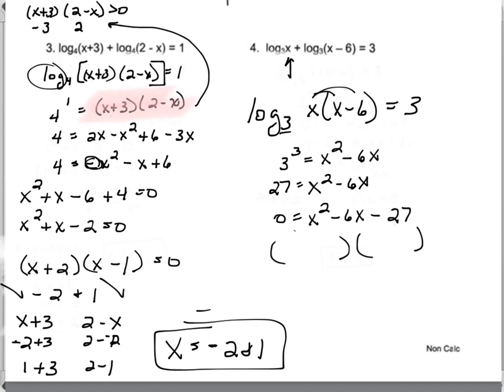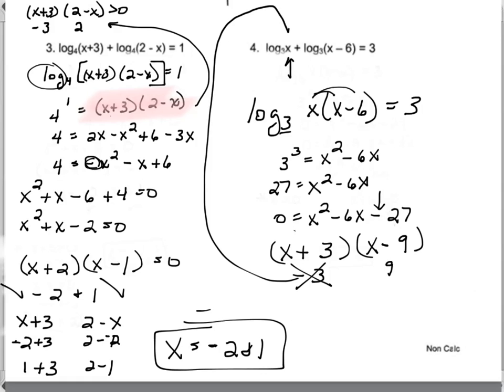All right, so 9 times 3 is 27. That's going to work. So we have x, we have a plus and a minus, because the second one here is negative. So we have 9 times 3, and negative 9 plus 3 is negative 6, and negative 9 times 3 is negative 27. So our answers are negative 3 and positive 9. I know right away it can't be that negative. And the reason it can't be the negative is because right here, that would mean in this negative x right there that I'd be trying to take the log of a negative number.